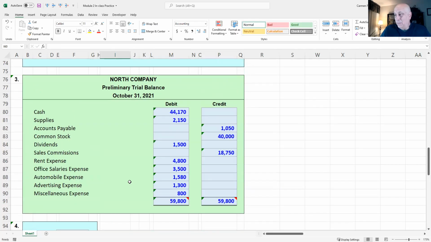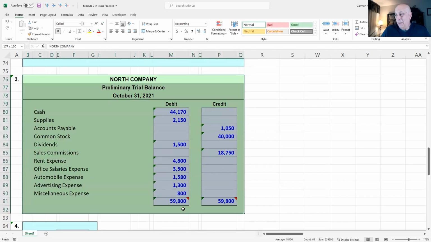That's the end of our summarizing. So we analyze, we journalize, and we summarize. That's what we get. And as the end of our summarization, we have our preliminary trial balance. Our next video will take off from this preliminary trial balance. We'll do some internal adjustments to get our improved adjusted trial balance in our next video.